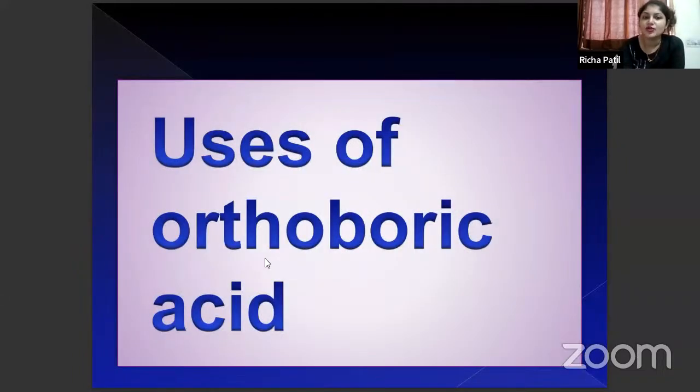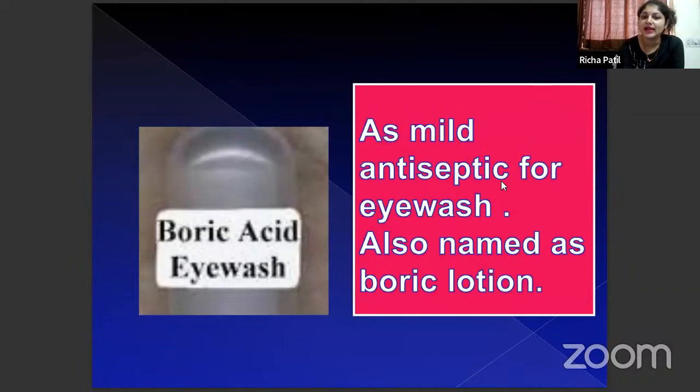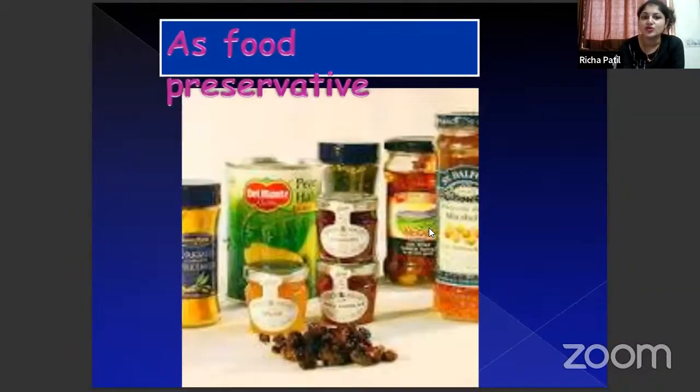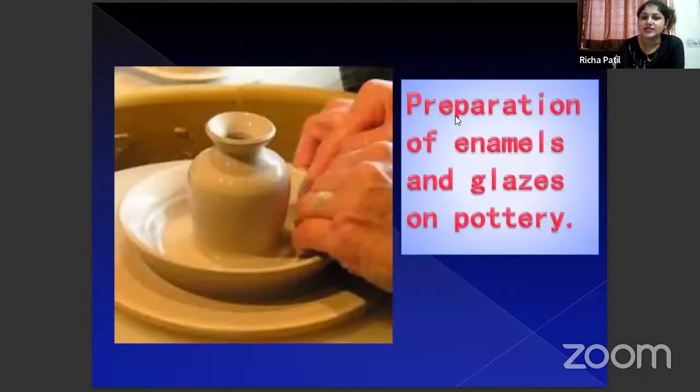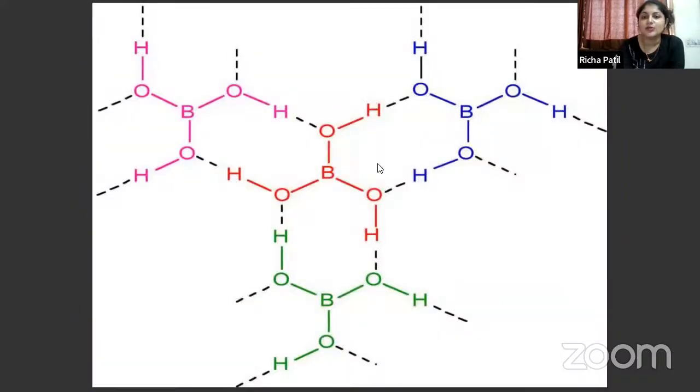So what are the uses of orthoboric acid? It is used as a mild antiseptic for eye wash. It is also named as boric lotion. It is used as a food preservative. Then it is used in the preparation of enamels and glazes.